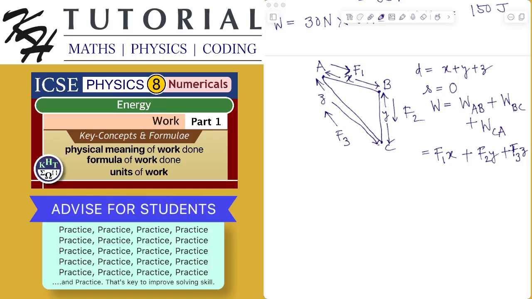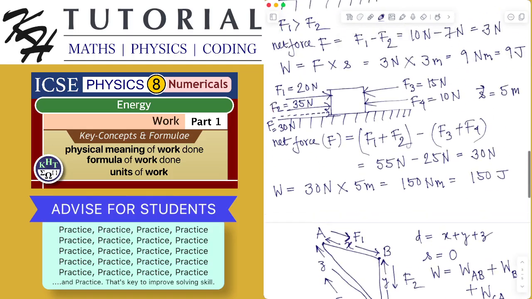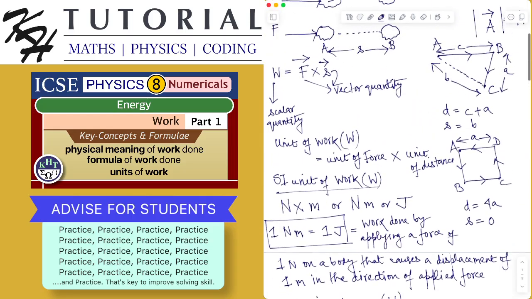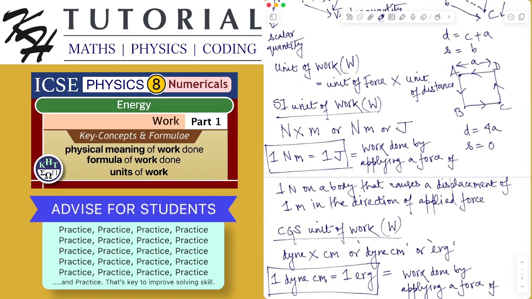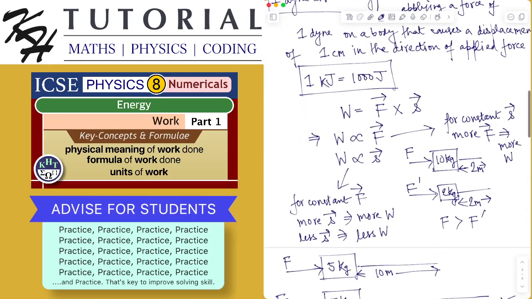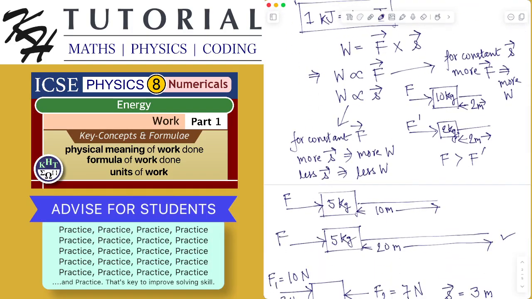So please stay tuned for the next video, where I will solve some problems, multiple choice questions, based on this fundamental concept of work done based on the applied force and the displacement in the direction of the force applied on a body, and the SI unit of work, that is newton meter or joule, and the CGS unit, which is 1 dyne centimeter or 1 erg, and some real life practical applications of how we compute the work when multiple forces are being applied on a body causing multiple displacements.